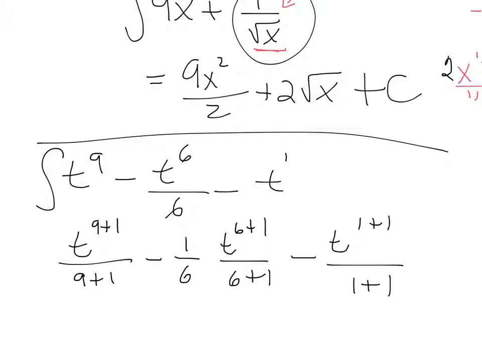Anytime you can, and I actually found this out in my engineering calculus class, it bothers them, things like that, because like you said, it's a fraction. Pull that fraction out of there and just ignore it. Now you can just finish this, so you'll have t to the 10th over 10 minus t to the 7th over 42, because you're going to multiply that, and then t squared over 2.